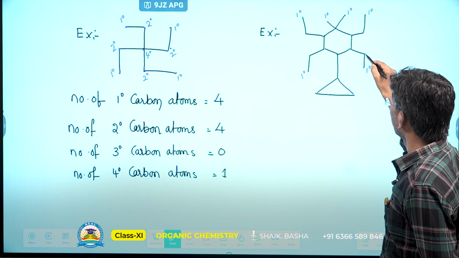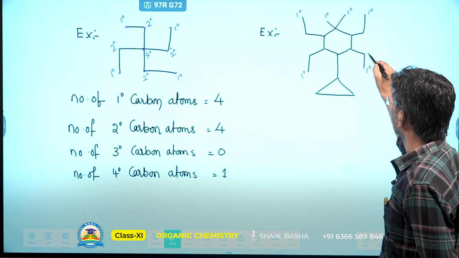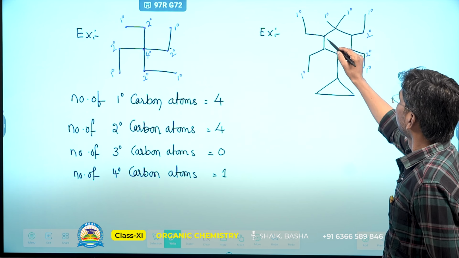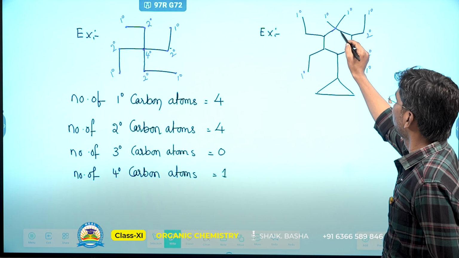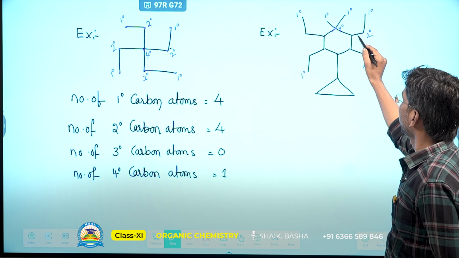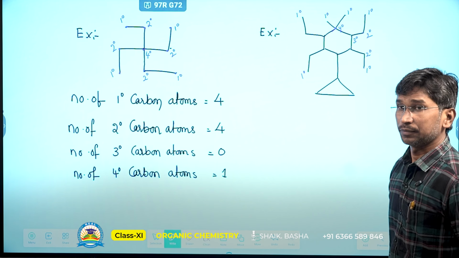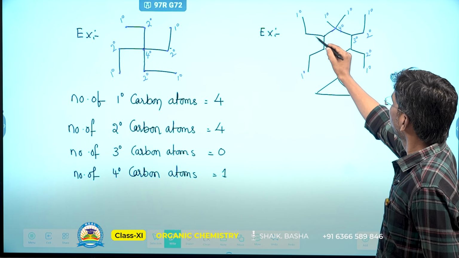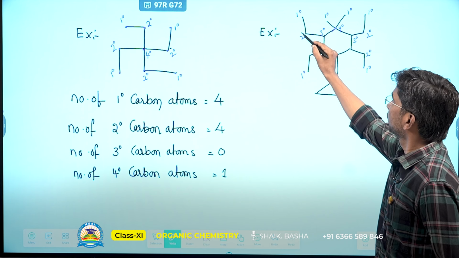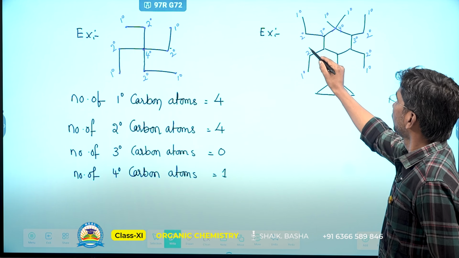Then secondary. What about this? This is attached to one carbon and one more carbon. This is secondary. Here also connected to 2 other carbon atoms. Secondary. Then what about this? It is connected to 1, 2, 3, 4. This is quaternary carbon atom. What about this one? Is connected to 3 other carbon atom. Tertiary. This is connected to 1, 2, 3 other carbon atom. Tertiary. This is connected to 1, 2 carbon atoms. Secondary. This is also secondary.